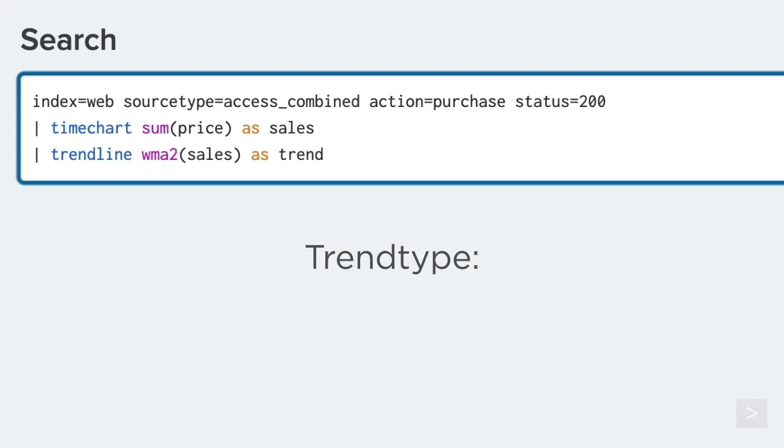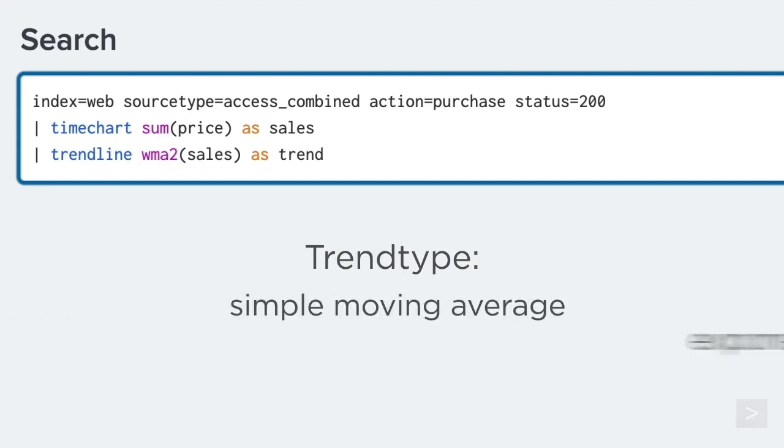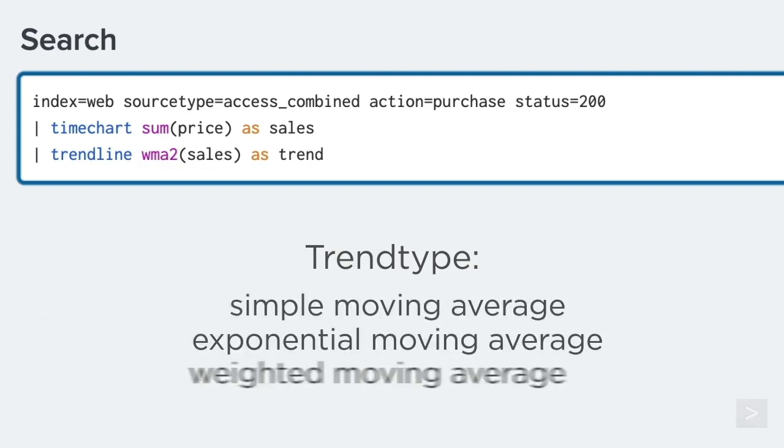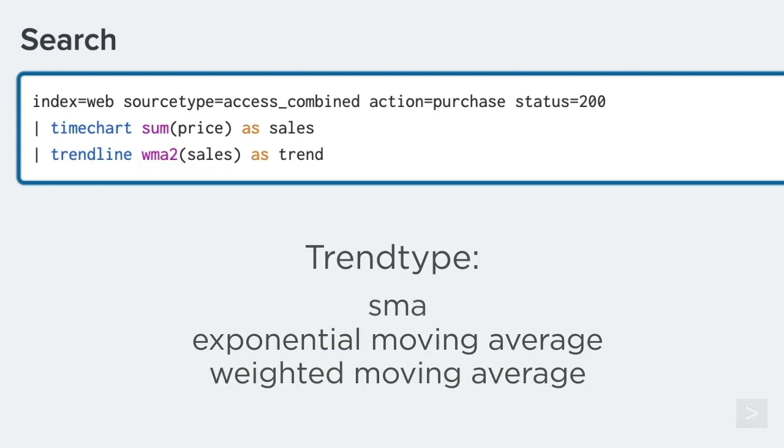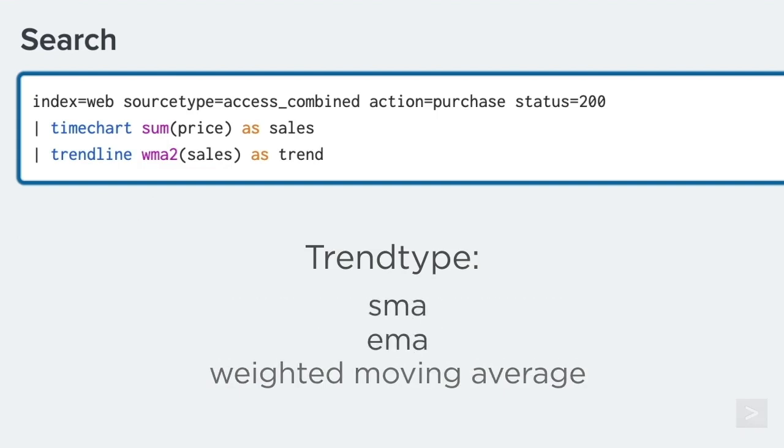The trend type. You have choices of simple moving average, exponential moving average, and weighted moving average, also known as SMA, EMA, and WMA. The SMA, EMA, and WMA compute the sum of data points over a period of time. The WMA and EMA assign a heavier weighting to more current data points.